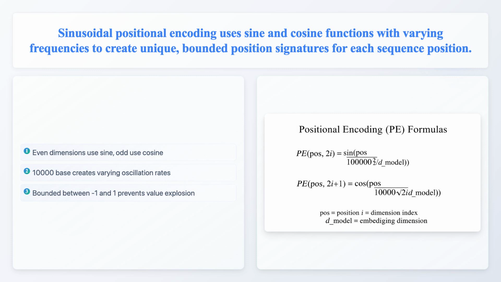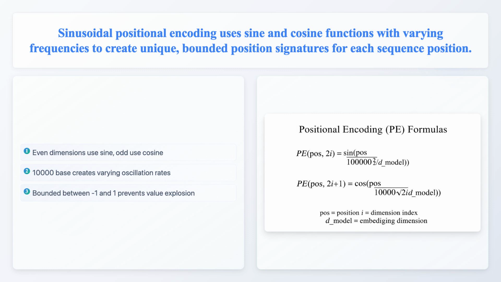The magic is in the 10000 base and the varying frequencies. Different dimensions oscillate at different rates. Some change rapidly with position, others change slowly. This creates a unique fingerprint for each position that never repeats. Why sine and cosine? They are bounded between negative 1 and 1, preventing the values from exploding. They're also periodic and smooth, which helps the model interpolate between positions it has seen during training.